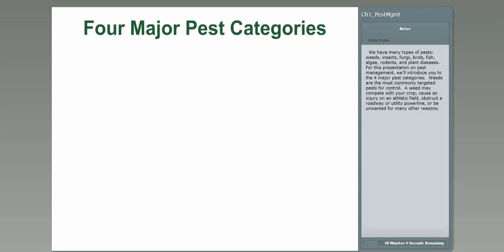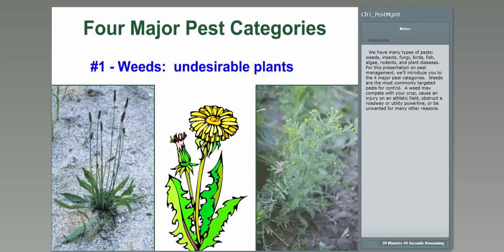We have many types of pests: weeds, insects, fungi, birds, fish, algae, rodents, and plant diseases. For this presentation on pest management, we'll introduce you to the four major pest categories. Weeds are the most commonly targeted pests for control. A weed may compete with your crop, cause an injury on an athletic field, obstruct a roadway or utility power line, or be unwanted for many other reasons.